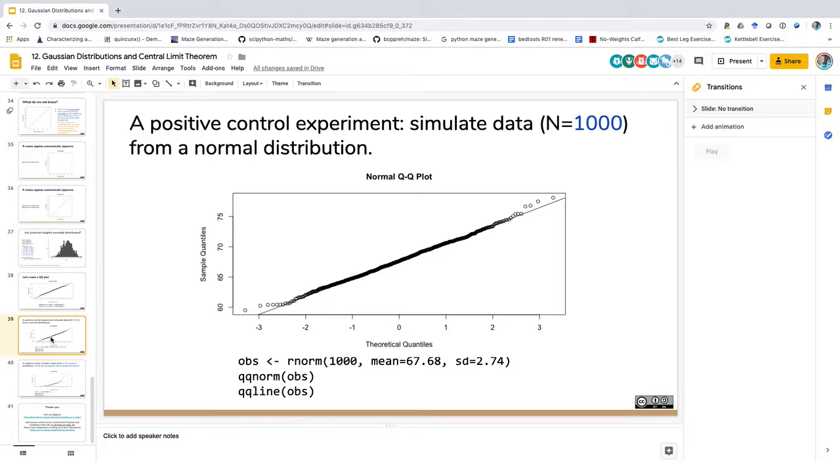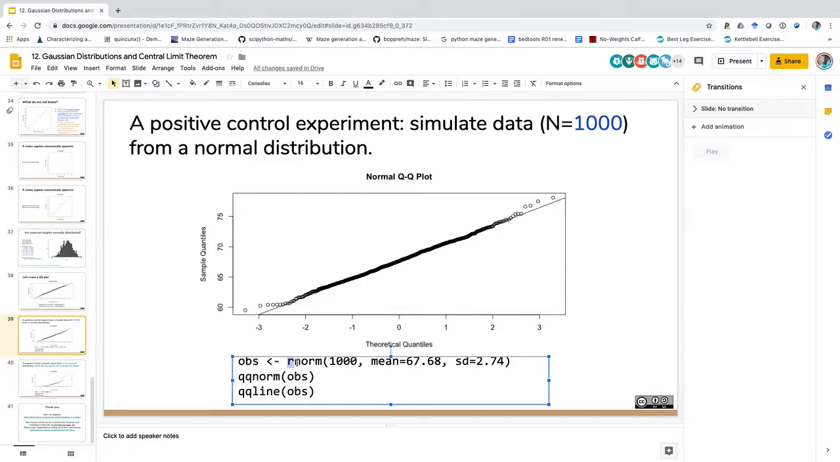a normal distribution. Okay? So in this case, I computed the mean and standard deviation from this data set. So those are the parameters of a normal distribution that I'm creating, and I'm generating random numbers from that.